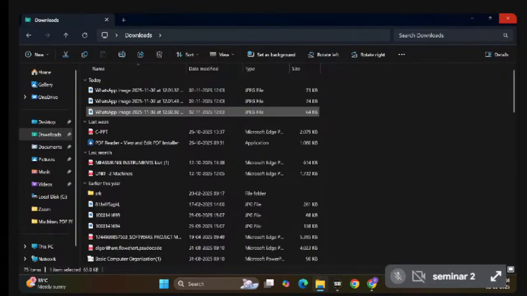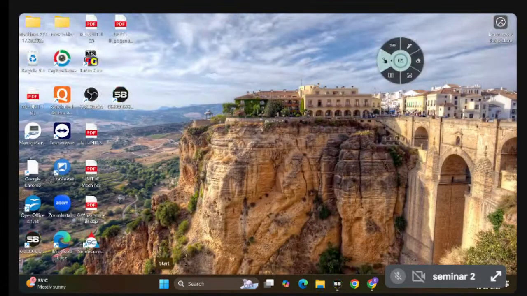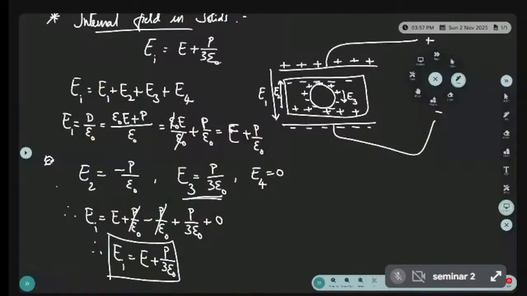Screen. Screen back. Okay, SB. Should I close it? I am telling them. Done. Understood? That part you can get later on.